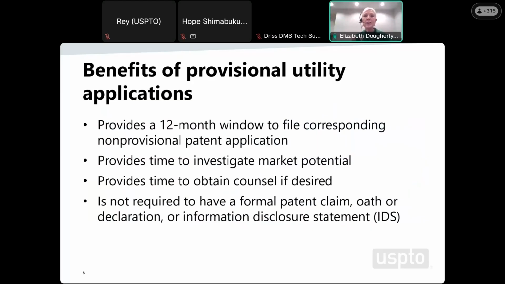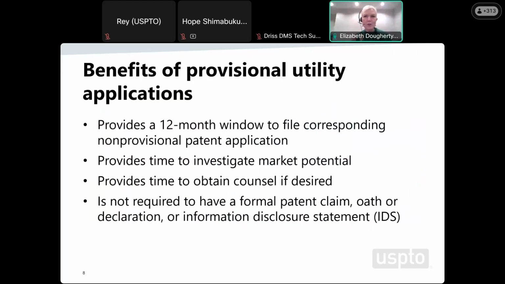So it is not required to have a formal patent claim, oath, declaration, or information disclosure. This is what makes filing the provisional patent application arguably easier than filing the non-provisional patent application. This is a lower cost of entry, a lower barrier to entry, and an easier access to getting something on file with the US Patent and Trademark Office. So with this in mind, this is why people sometimes file this without the assistance of an attorney or agent, and particularly when they're up against a time deadline.